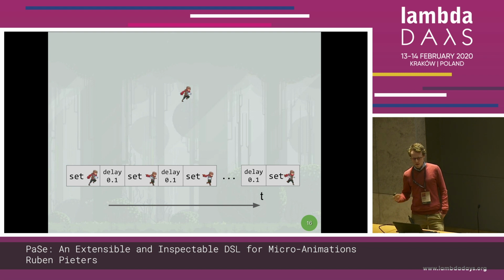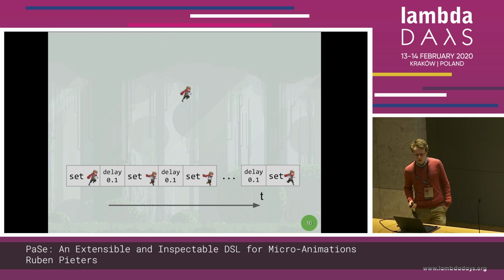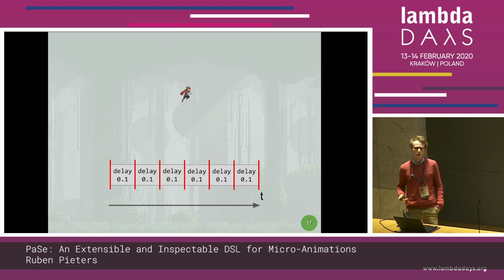The set and the delay animations are, again, examples of two different atomic animations, where the set just instantly changes the state, and delay just waits for a certain amount. So technically, the timeline should look more like this, because the set does its effect instantly, but for clarity I will use this.